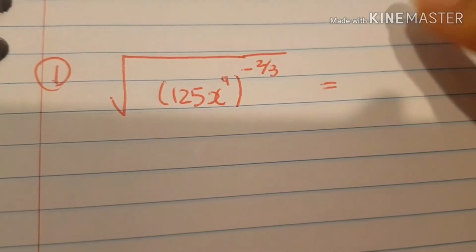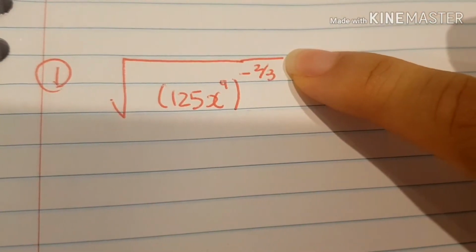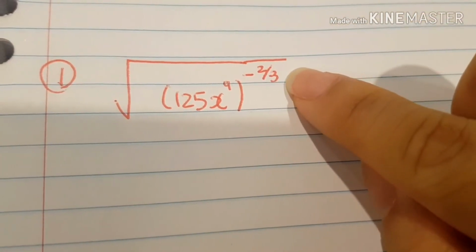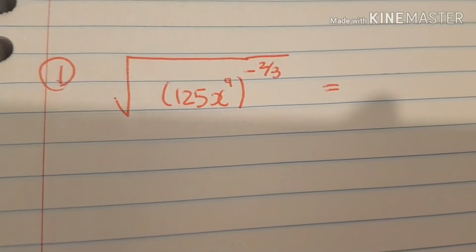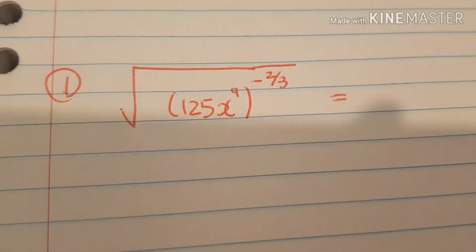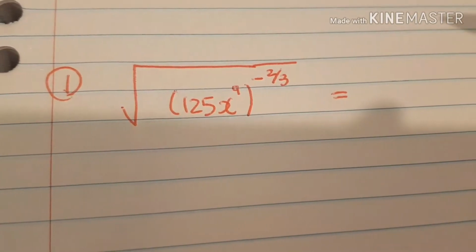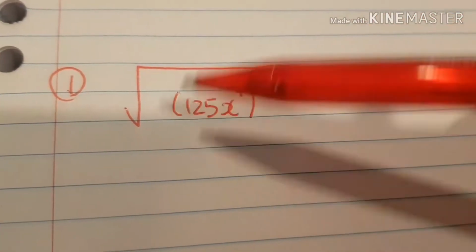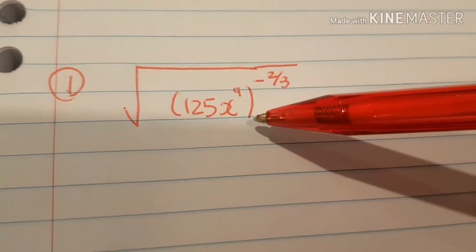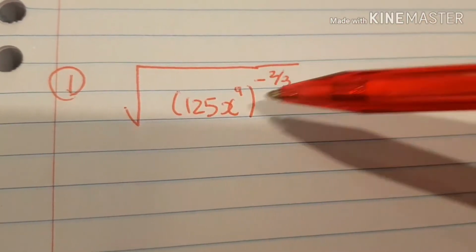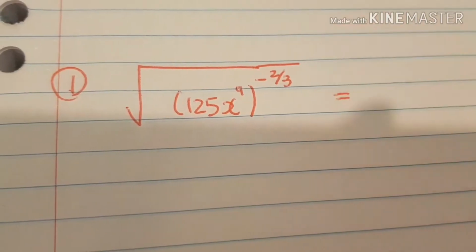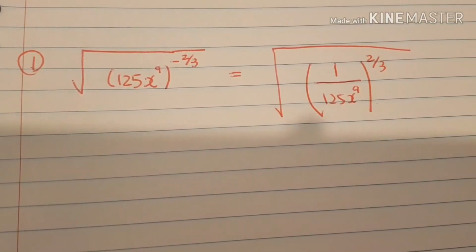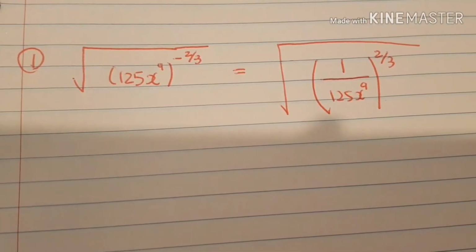I have a square root and inside I have a bracket with a negative power. Alright, so what am I going to do first? Okay, so obviously I have that negative power, so I'm going to flip what's inside because this is over 1. I'm going to do the negative power first, and it's going to look like this.